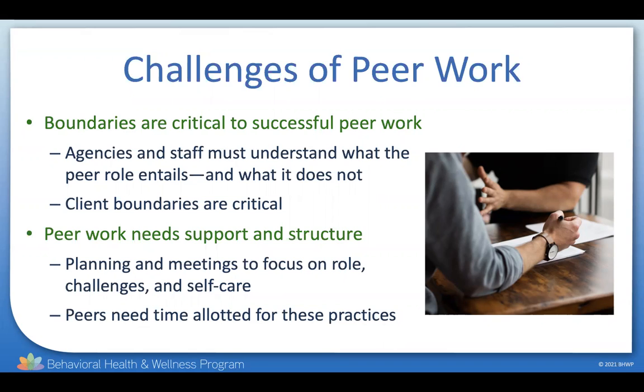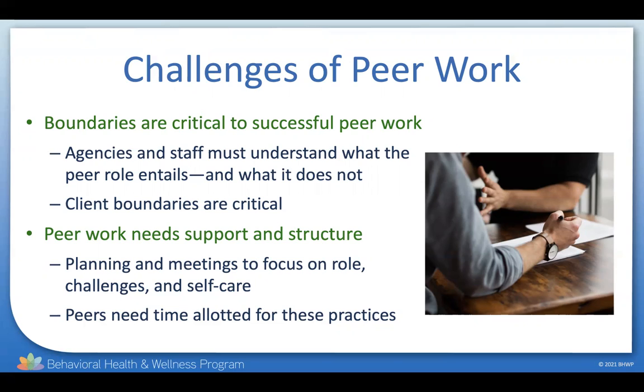Peer burnout can occur if they are going too far above and beyond their role and trying to support people outside the scope of their work. That can be a challenge, and it's something that peers have to be mindful of, as they do want to help the people that they serve, but there's only so much that a person can do.